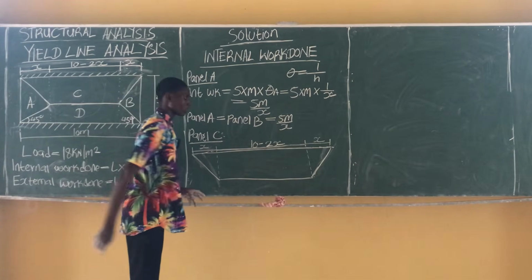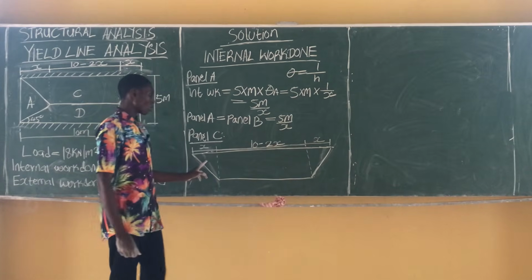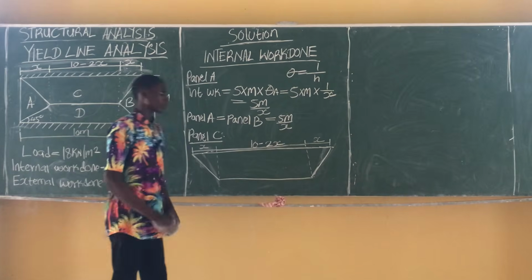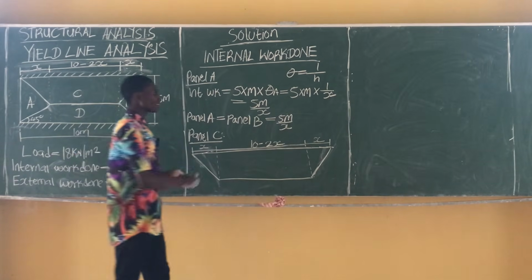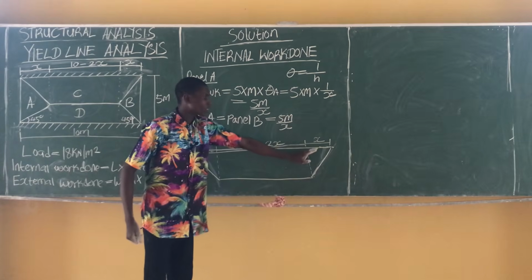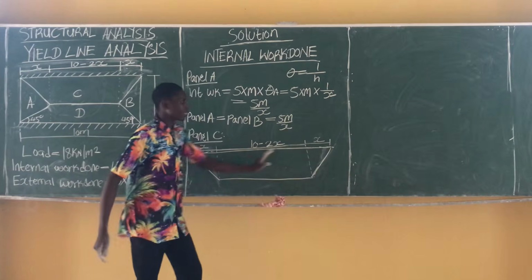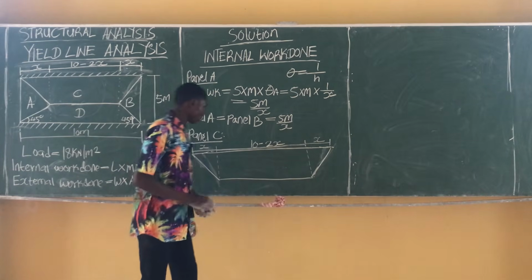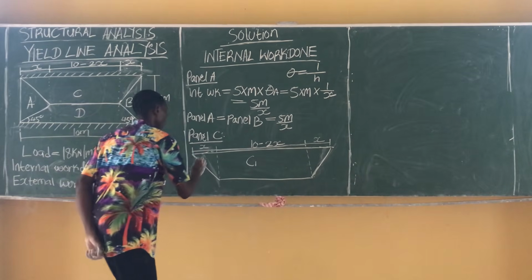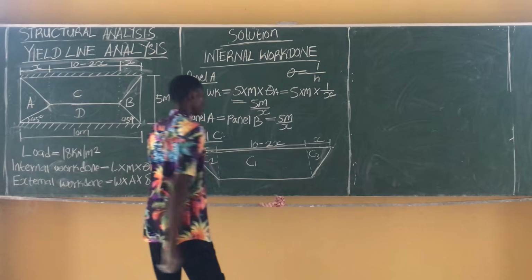Now, we want to get our internal work done. If we look at this trapezoidal segment, we have a triangle at this point, a triangle at this point, and then a rectangle at this point. What will be our task? To get the internal work done on this segment, we simply get the internal work done on this triangular segment, multiply it by 2, and then add the internal work done at the rectangular segment. So let's call the rectangular segment C1, this C2, and this C3.